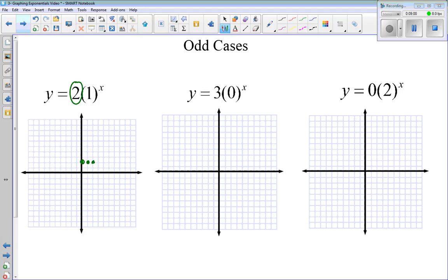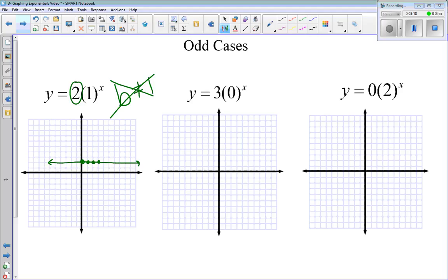This graph is not exponential. This one is technically linear because 1 to the x is always going to be 1. It doesn't matter what you're raising the power to. So b, our multiplier, cannot equal 1. That's not okay.